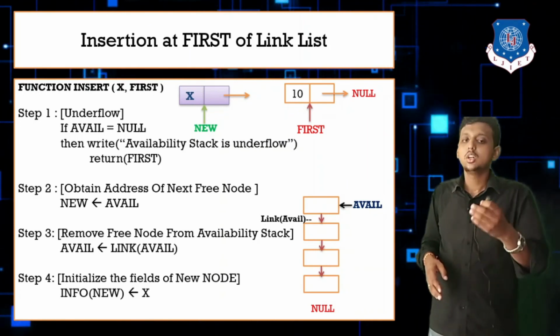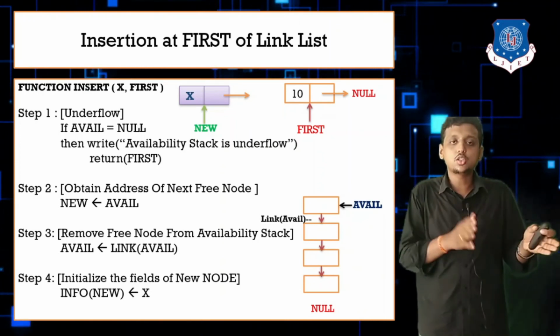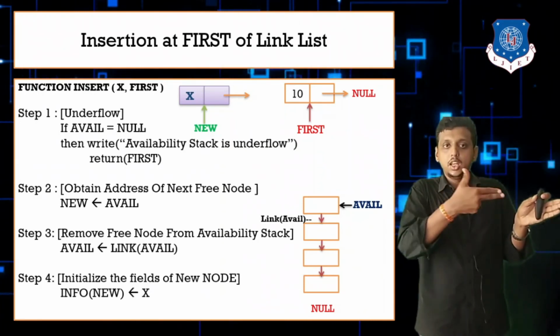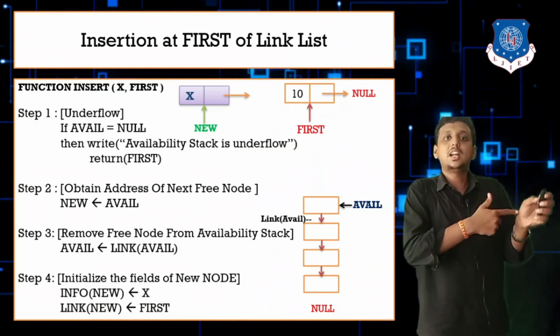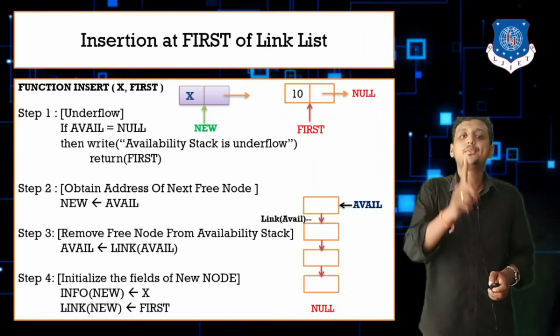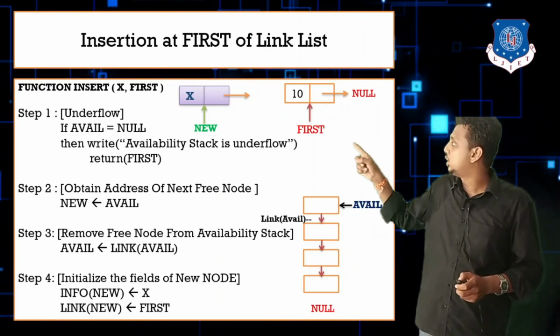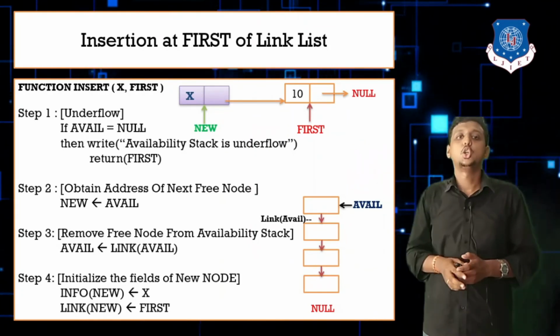Yes, we are going to do the same. Okay, how? Let me show. Who points to whom? The link of the new node is pointing to the first node. That's why we need to write link of new arrow first. So here it is. See, my new node link will be connected to the first node.